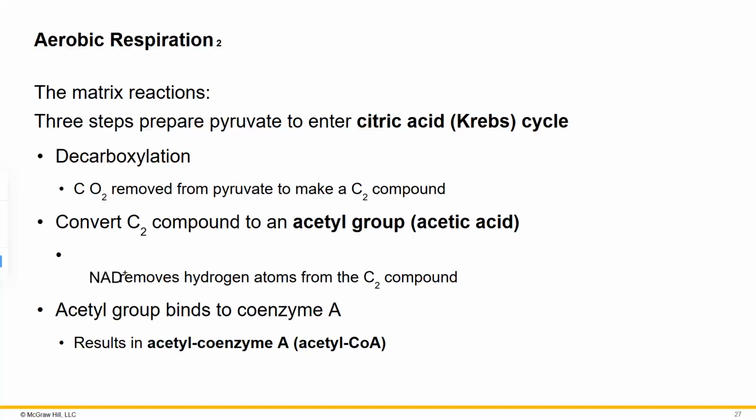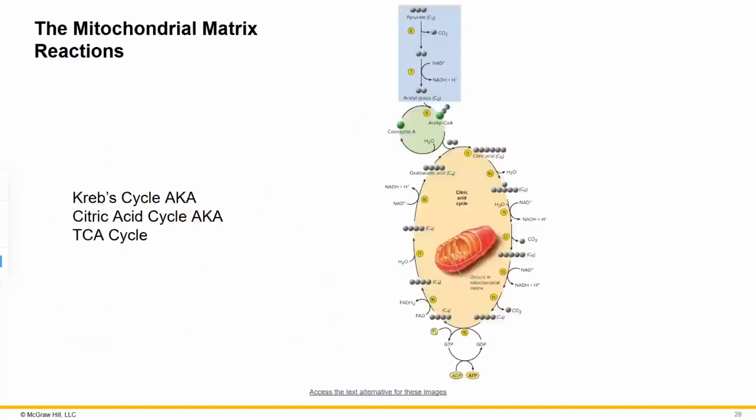The matrix reactions. So 3 steps prepare pyruvate to enter the citric acid or Krebs cycle. Decarboxylation converts the C2 compound to an acetyl group, or acetic acid, and the acetyl group binds coenzyme A. It results in acetyl-CoA. Acetyl-CoA is formed after that process of glycolysis. Then acetyl-CoA can enter into the Krebs cycle, also known as the citric acid cycle or TCA cycle.